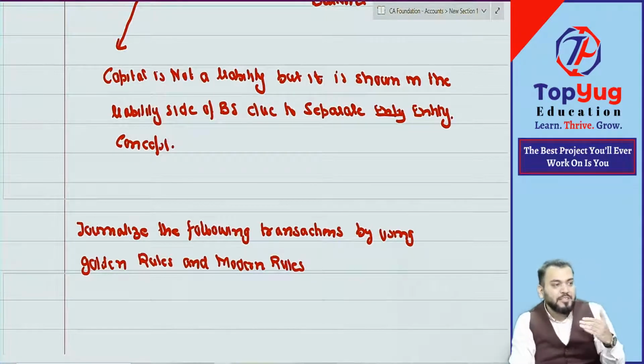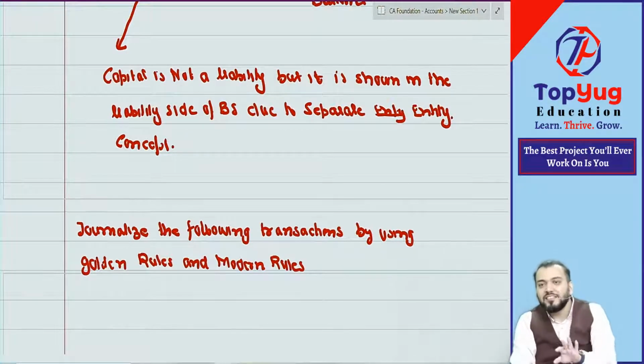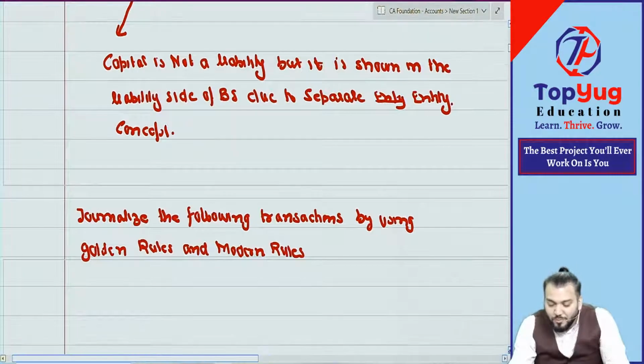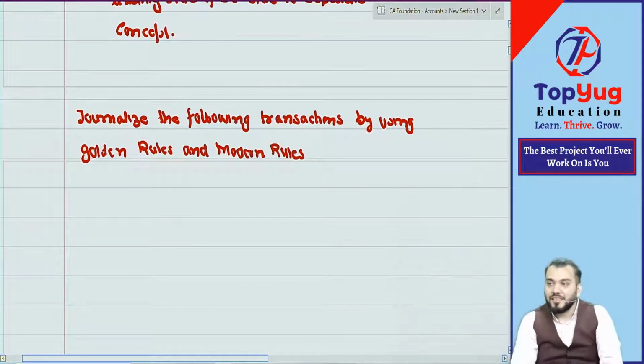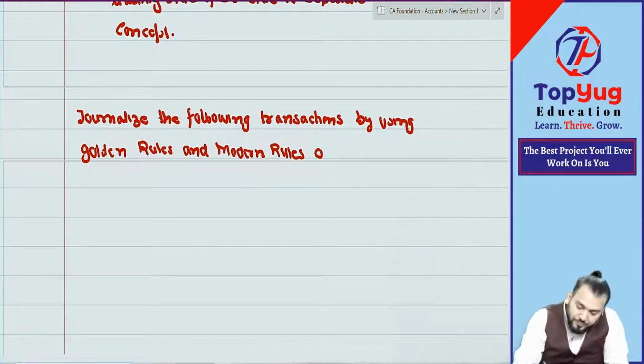For every journal entry you need to follow one of the rules. So we'll try to analyze the transaction by following both the rules, then we'll decide which one is easy. I have already said that modern rules are more scientific. So, golden rules and modern rules of accounting. Let us start with a simple transaction. Point number A.